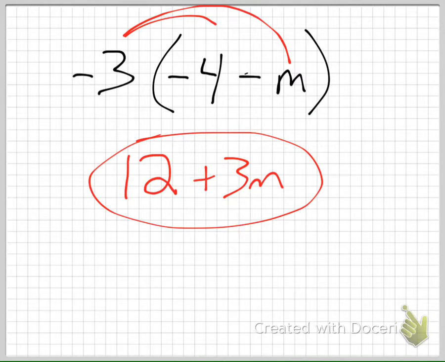How many of you got 12 plus 3m? Did anybody flip it and make it 3m plus 12? Good. Okay. This is no problem. Now, here's the deal. I'm going to give you something practical for the distributive property. I don't know that you know this, but you can use the distributive property to help you do basic stuff.